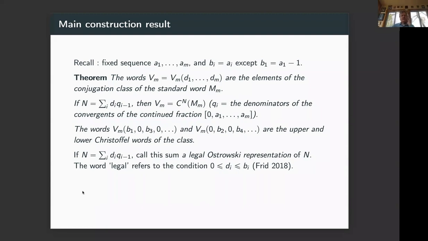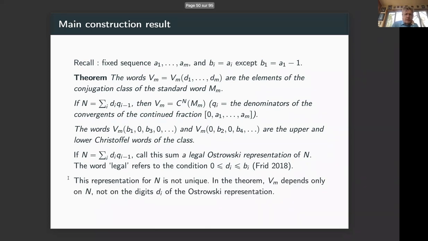The word legal, we have borrowed it from the condition which we had put to obtain words in the free monoid and not in the free group. This condition was considered by Anna Frid in the paper of 18. The representation for N is not unique, but we'll see uniqueness with more restriction further. In the theorem, Vm depends only on N, on capital N, and not on the digits di. You can obtain the same word. We obtain a parametrization of conjugates, but not uniquely.